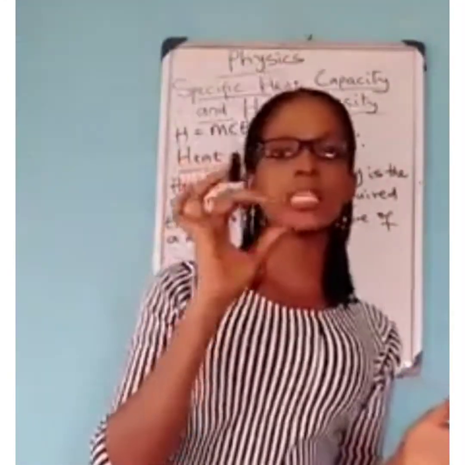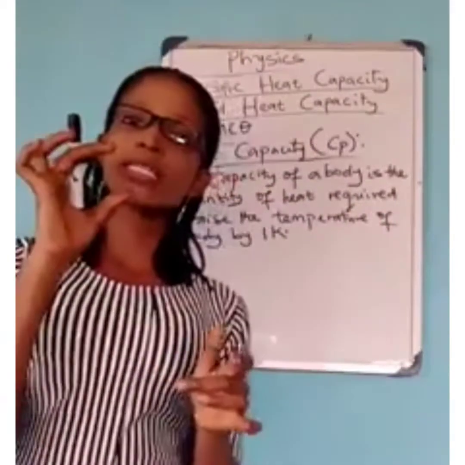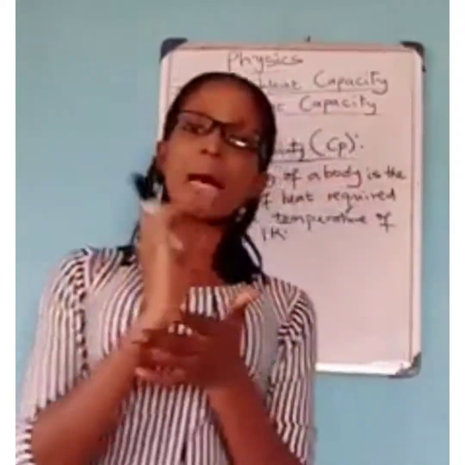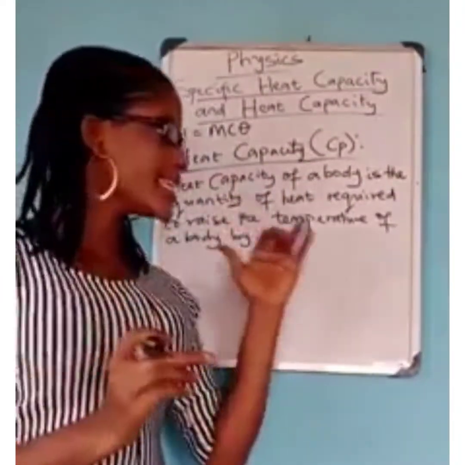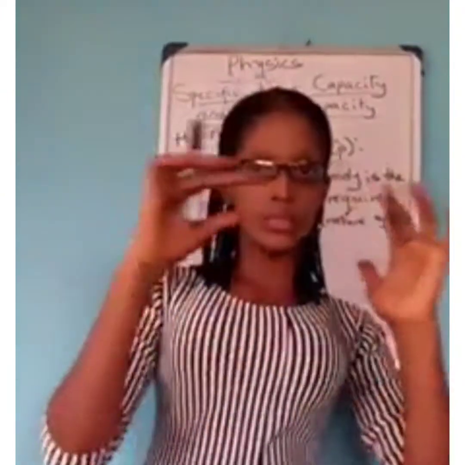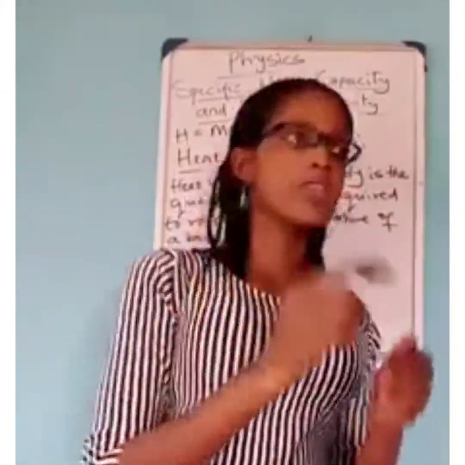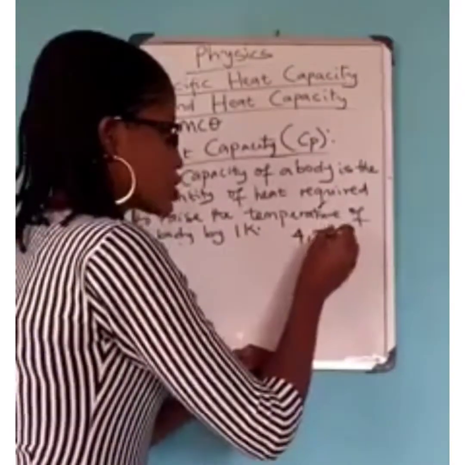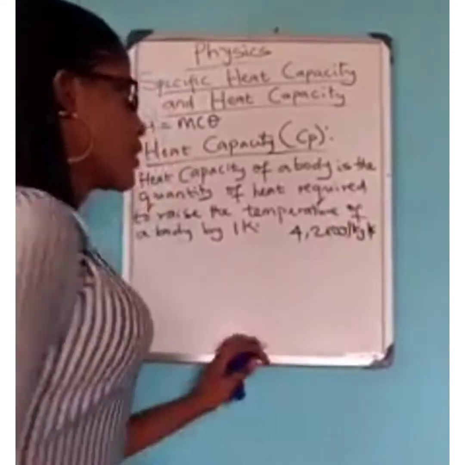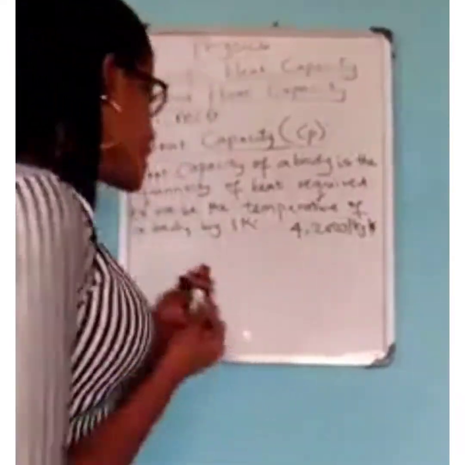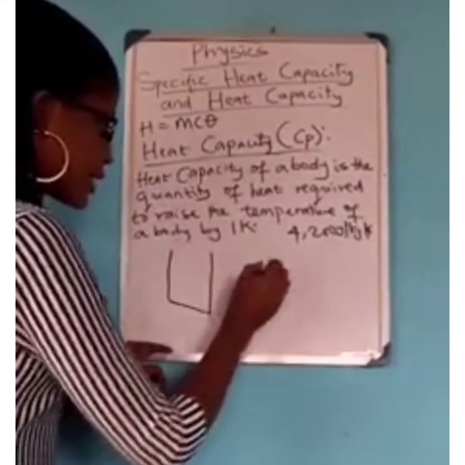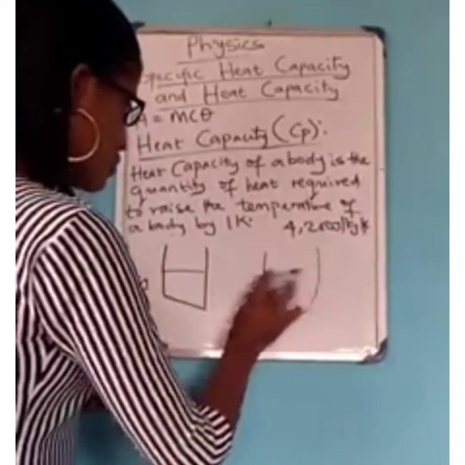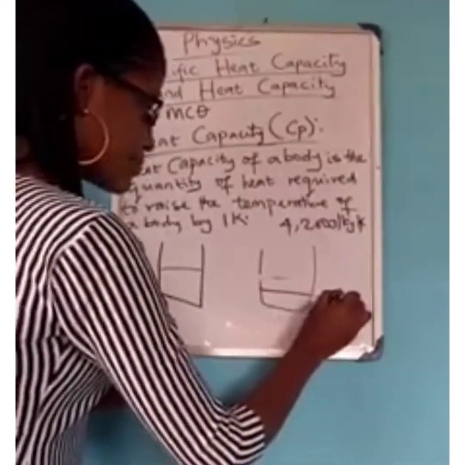While specific heat capacity is required to raise the temperature of just 1 kilogram of a body, that's a unit mass of a body, heat capacity is the quantity of heat needed to raise the whole body by 1 degree Celsius. For instance, we all know that water has a specific heat capacity of 4,200 joule per kilogram per Kelvin. That is for 1 kilogram of mass. Then, if this happens to be a pot of water, this has 5 kilogram mass, while this has 3 kilogram.